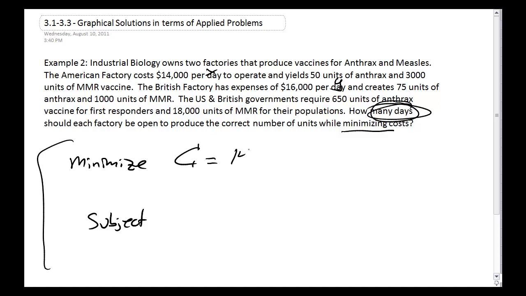Now I know my costs. 14X plus 16Y. This is my cost equation. This is the function I'm going to be tackling. And notice I changed the 14,000 into 14 and the 16,000 into 16. I'm doing this in units of 1,000. So whatever my final answer is, I'm going to have to tack on 1,000 to that. This is very common. In industry, you usually deal with numbers being in millions or billions.